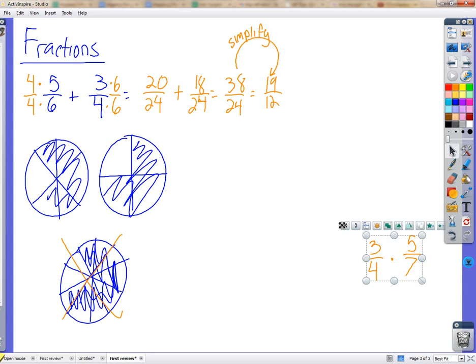So there's a more efficient way to do this from the beginning, and that was what, Tyler? What do we call that? Rather than just multiply the denominators together, you find the least common multiple. Least common multiple, least common denominator, same thing.